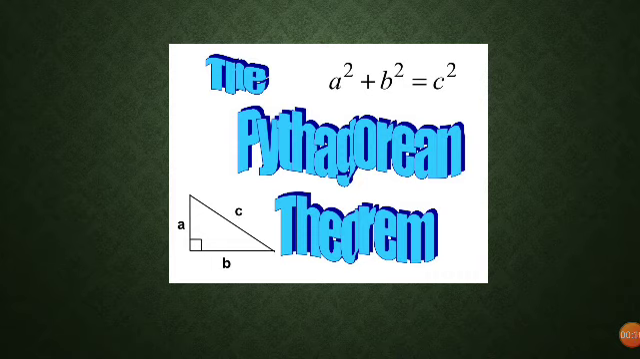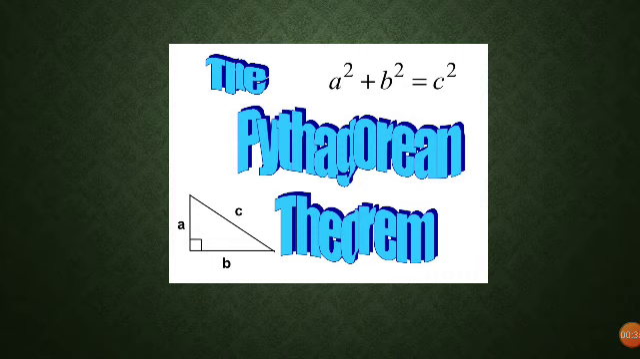Pythagoras theorem means that in a right angle triangle, the square of the hypotenuse is equal to the sum of the squares of the other two sides. That is called the Pythagorean theorem. So the Pythagorean theorem applies to a right angle triangle, which has a 90 degree angle.